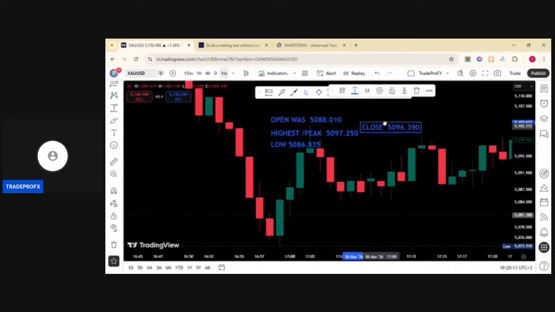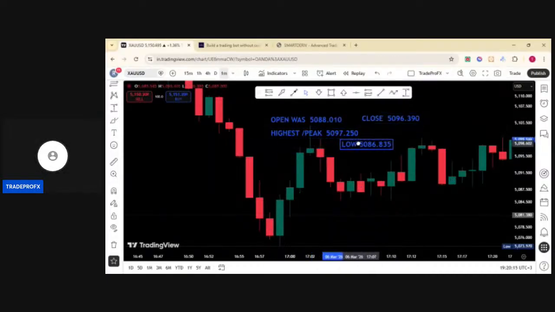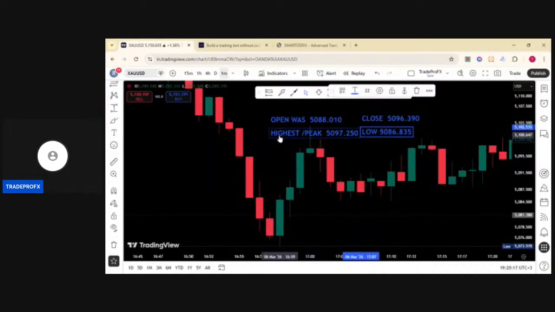Let's move this one here, and also let's move this one here so that you can see. So we have the open, the close, the highest point, the lowest point. So we want to know the number of pips this candlestick moved. This will help you to understand any signal given at any point. That's why I'm doing this for a beginner.